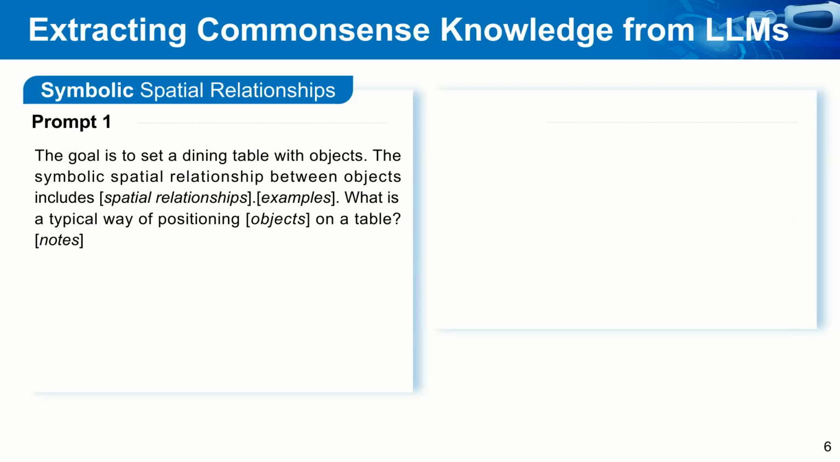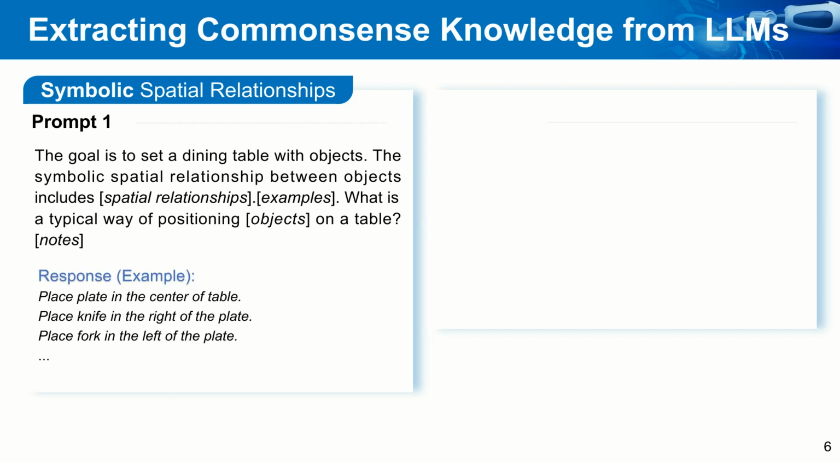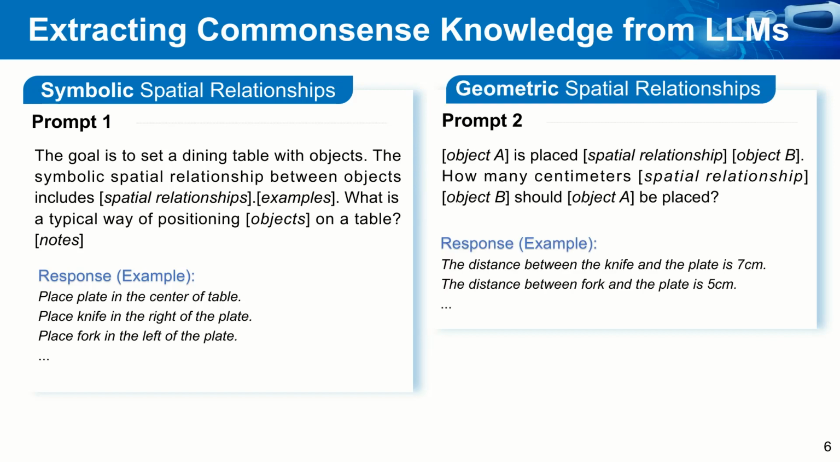To get the object configuration, we need to extract common sense knowledge from the LLM. We initially designed a prompt to extract the symbolic spatial relationship between objects. Through this prompt, we can obtain the spatial relationships between objects from the large language model. For example, a plate in the center of the table and a knife to the right of the plate. Having only symbolic information is not enough. We also need to know the distances between objects. Therefore, we designed a second prompt to extract the geometric spatial relationships between objects. We can then get the LLM's recommended object configuration after obtaining two different types of information.